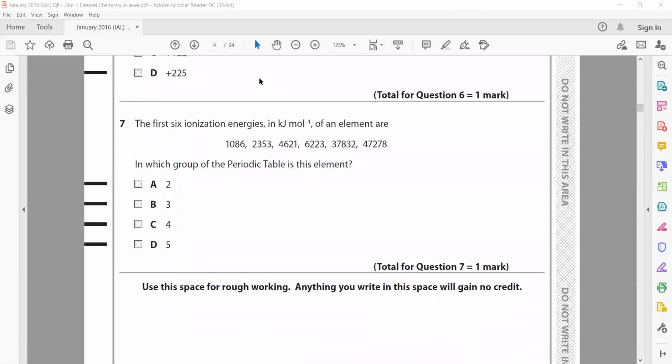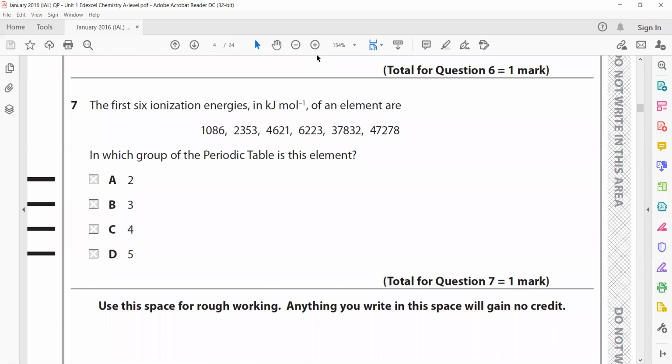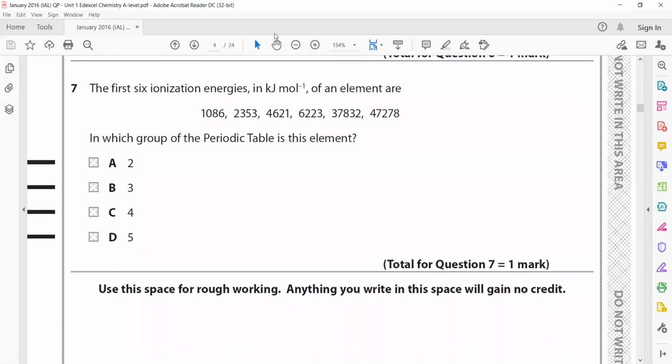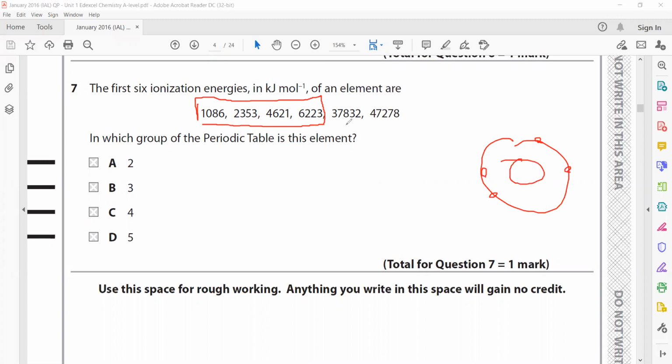The first 6 ionization energies in kilojoules per mole of an element are 1086, 2353, 4600, 6000, and then 37,000. So this is a big jump. When there is a big jump, it means that the electrons before it are removed from the same shell, and whenever an electron is removed, it is always removed from the last shell first. So 4 electrons are there in the last shell, and then this 37,000.